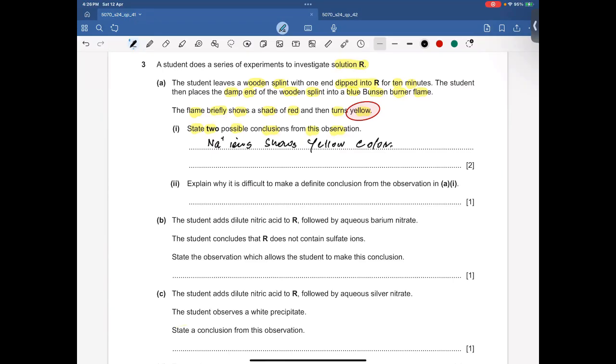And this red color shows either calcium ion or lithium ion. Both show red color, okay? But I'm not sure which one is the correct one, calcium or lithium.